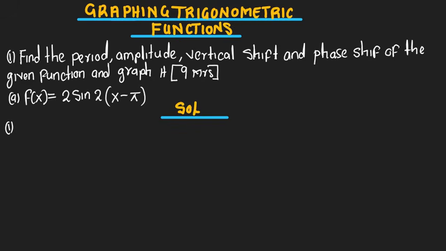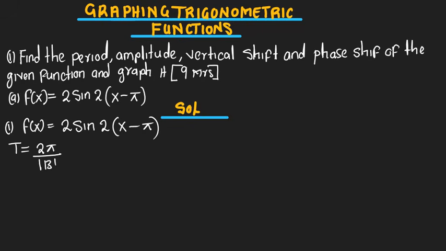You have been given the function f of x is equal to 2 sine 2, with 2 factored out, then x minus pi, right? The question is saying, what is the period? So period is found by this formula. You say 2 pi over the absolute value of b. Now, this b, where is it coming from? If you want to find b, just say the number in front of x, or say the coefficient of x.